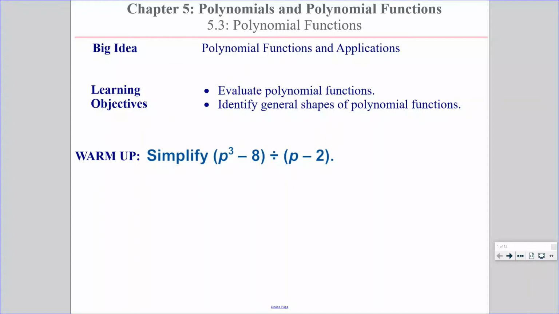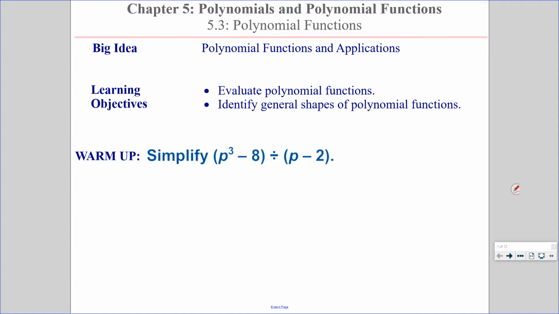Okay, we are just gonna briefly start this. 5.3, chapter 5 is one of my favorite chapters. It's kind of all about polynomials. So now we're gonna learn more characteristics about polynomials and look at them as polynomial functions, and eventually we'll get to graph them. So, as a little warm up, we're gonna do this together.